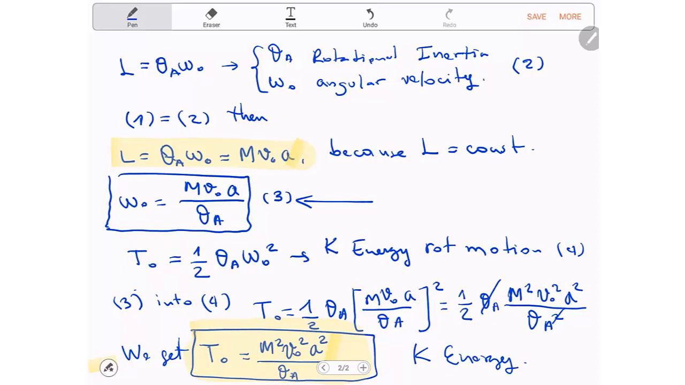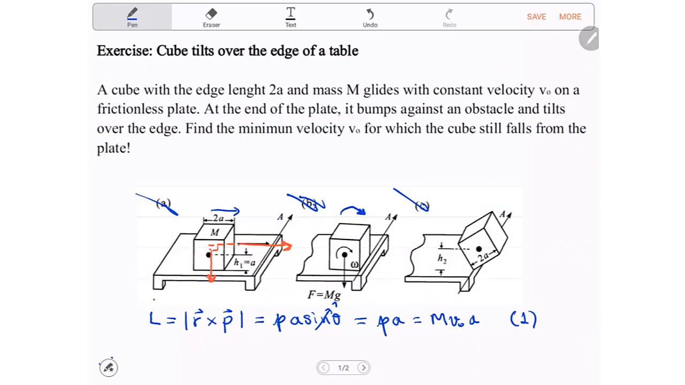Well, we know that the particle is moving on the table, is sliding. But if we come back to the illustration, we see that the center of mass of this cube is right here. The center of mass.